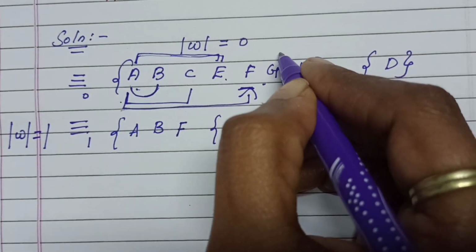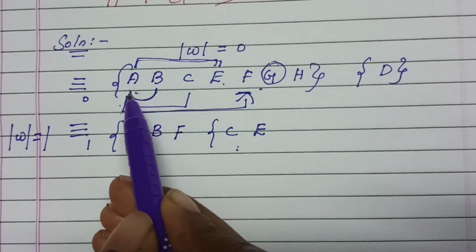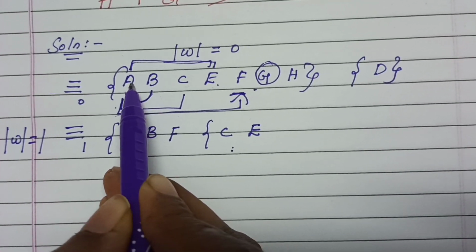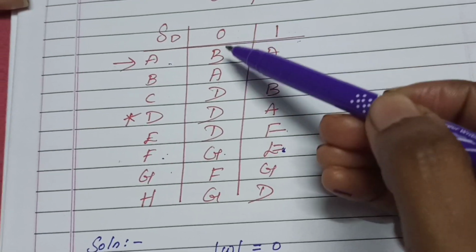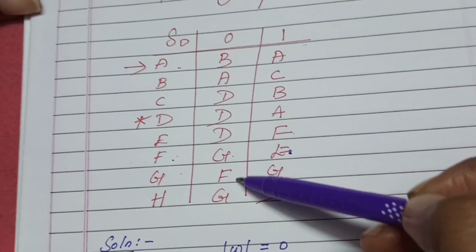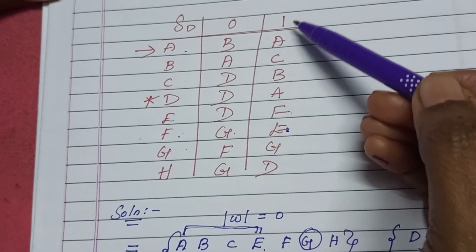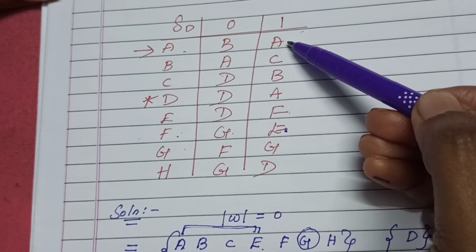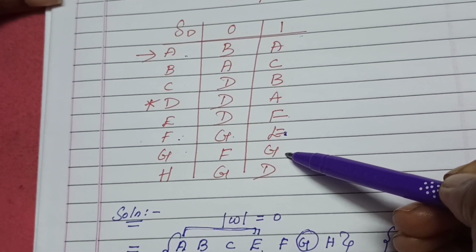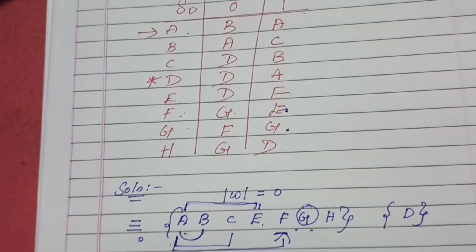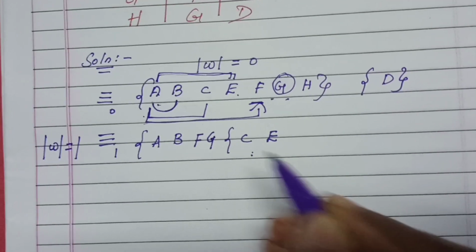Now let me consider G. I have to take the pair of states A and G. A and G, on reading 0, go to B and F. Of course, B and F belong to the same set. A and G, on reading 1, go to A and G itself. So A and G are indistinguishable.